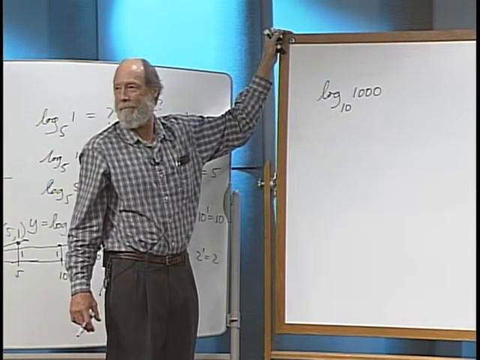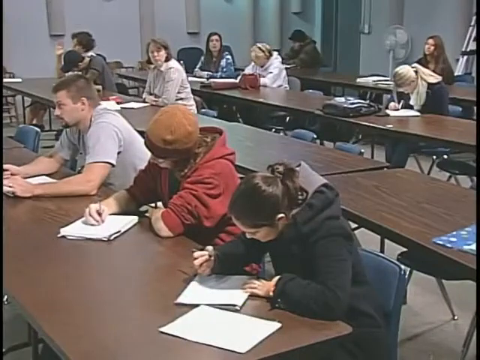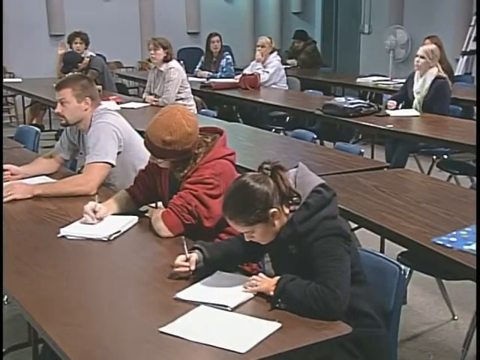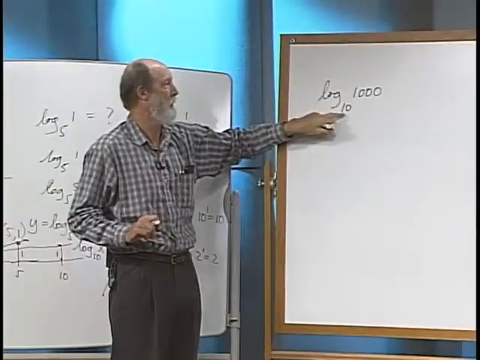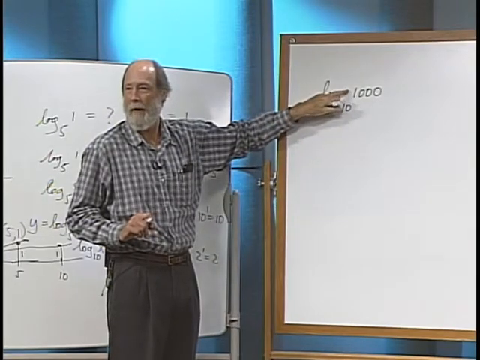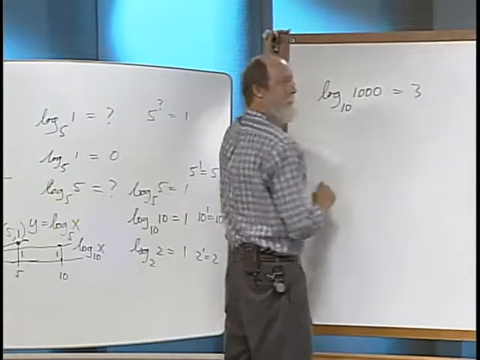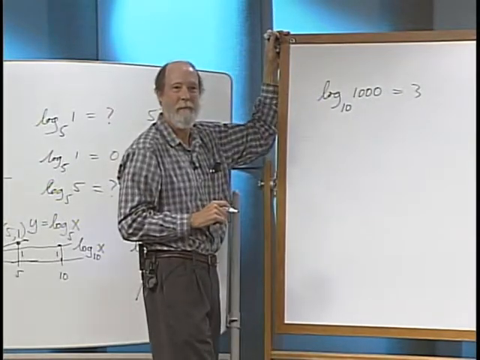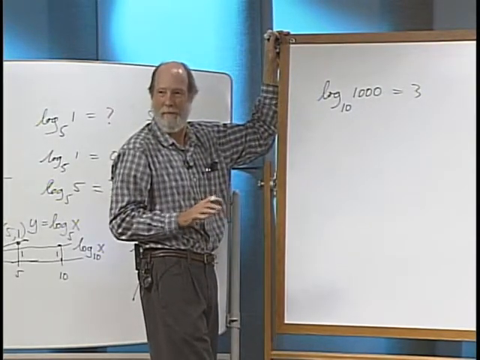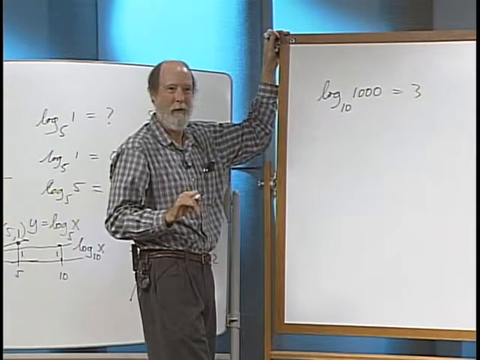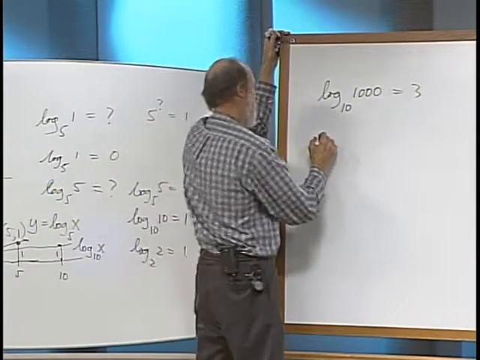Sarah? I'll help you. What's the exponent of 10 that gives you 1,000? 3. Good. Okay. Leah, you want to try one? Sure.